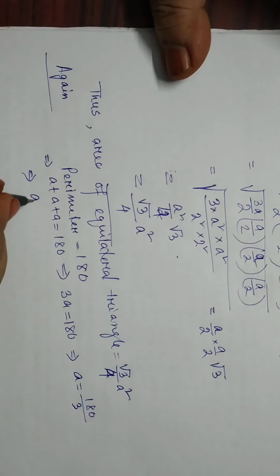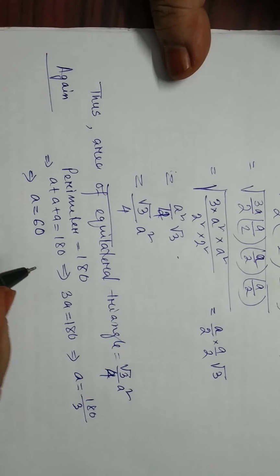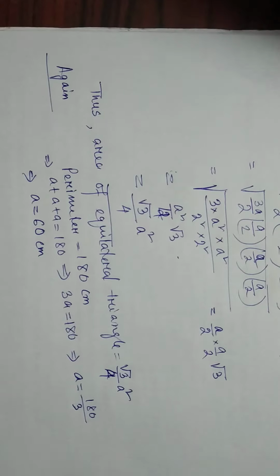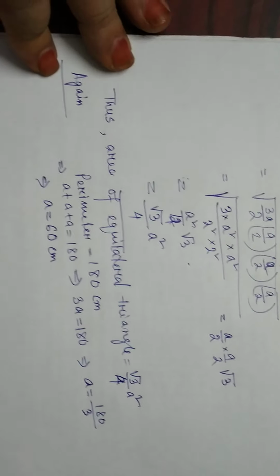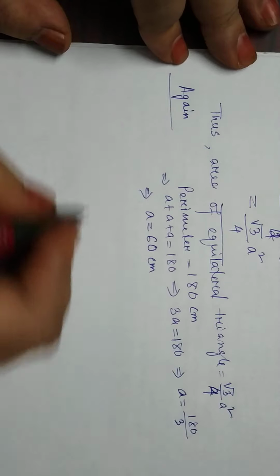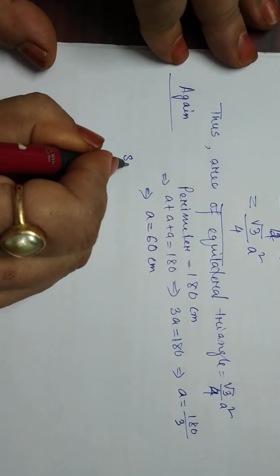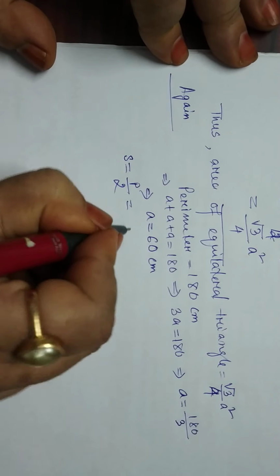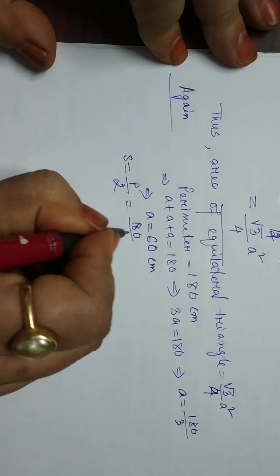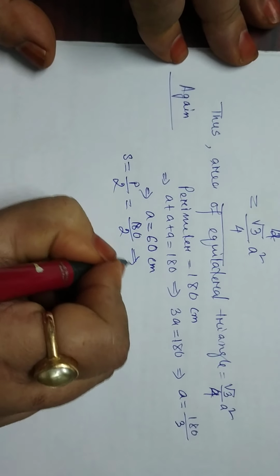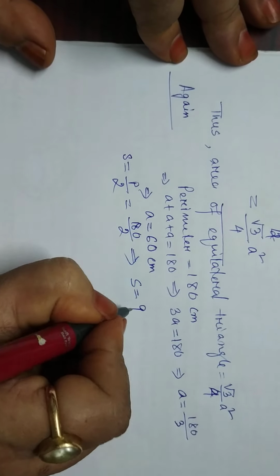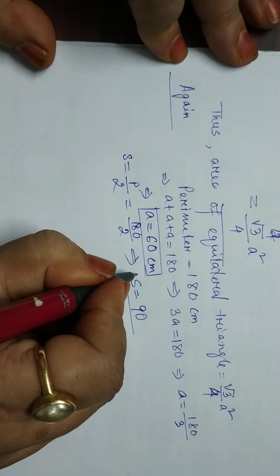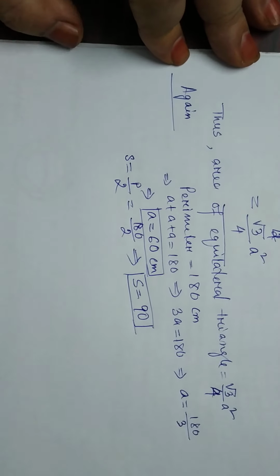This implies A equal to, we find 60 centimeter. Why? Because perimeter given is 180 cm. Now we find the S. S is equal to perimeter divided by 2. Here perimeter is equal to 180 divided by 2. This implies S is equal to how much? 90. We find the value of A equal to 60 and S is equal to 90.